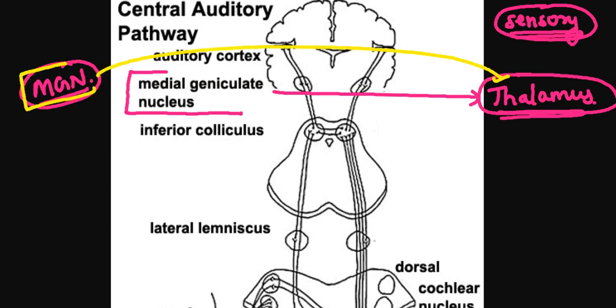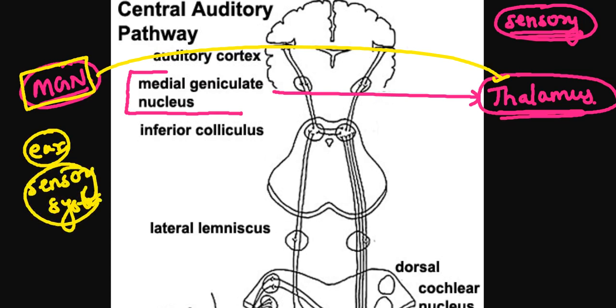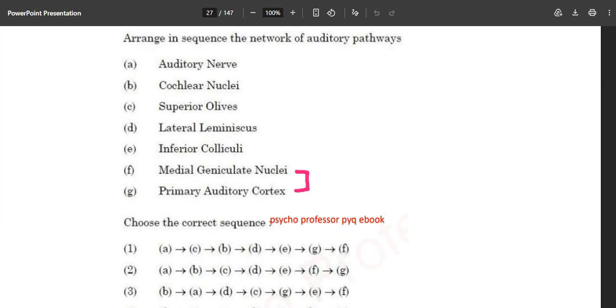What is the work of this MGN? To make your ear vibrations understandable and comprehensible. What it implies is that your sensory system is going from here to the MGN, that is your thalamus, and after passing through this thalamus, it will go towards your auditory cortex. That is why you can relate these two options more now. These are super important, and these two are also super important.